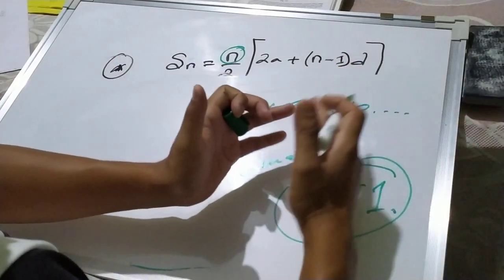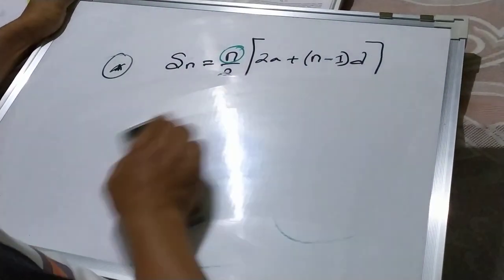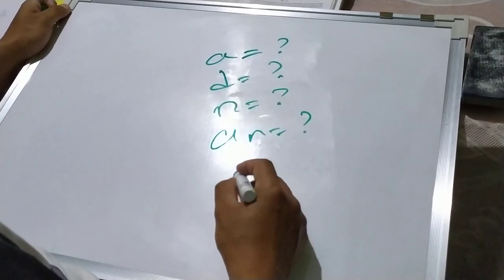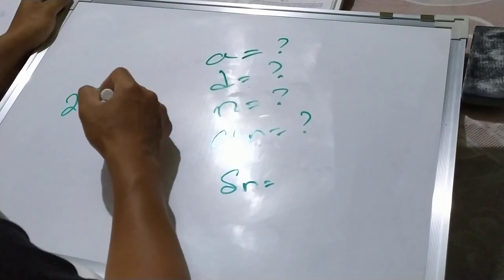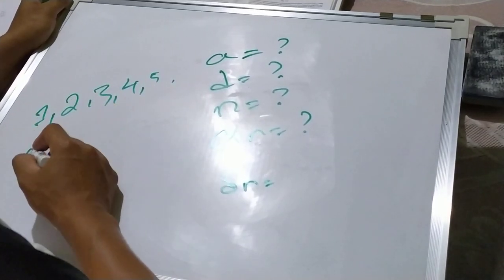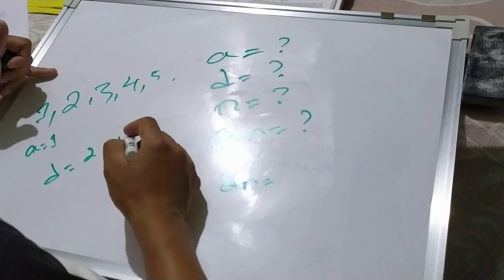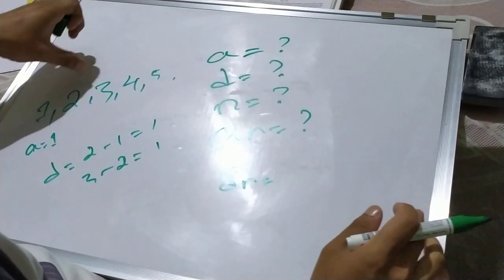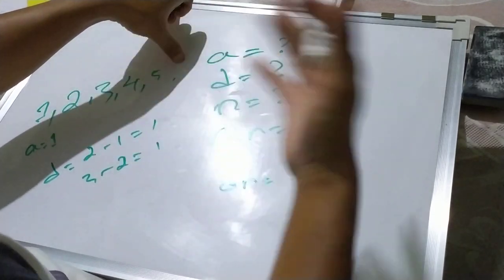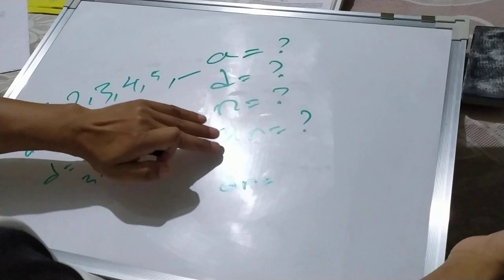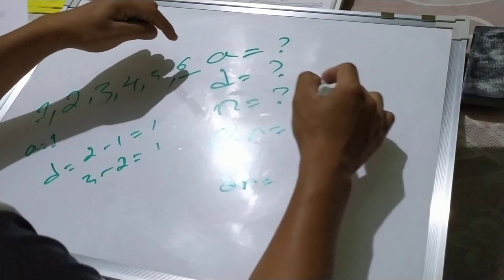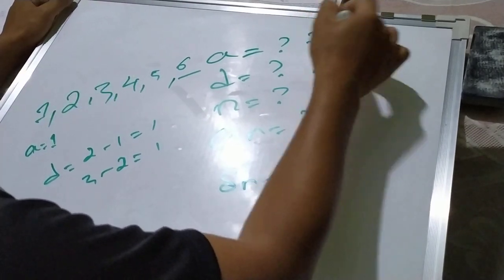So the sum of 22 terms is 1661. In this chapter on AP, we have to find the a value, the d value and the n value. For the first numbers, suppose 2, 3, 4, 5: 2 minus 1 is 1, 3 minus 2 is 1, so that means the common difference is d, which is 1. Suppose 1, 2, 3, 4, 5 has a fifth term; for the next term, 6, the sixth term, n is 6. The common difference is 1.